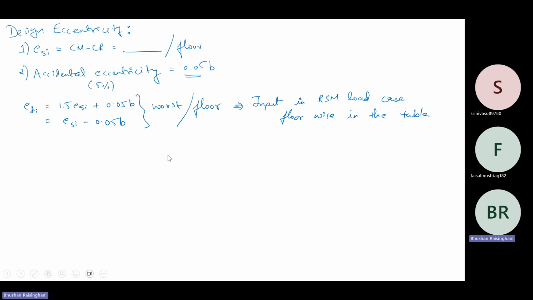So that is the calculation and estimation of CM and CR. What is the significance of CM and CR? The torsional forces get estimated from CM and CR. The farther away these two points, the center of resistance and center of mass, are, the more the twist will take place. You have to control torsional irregularity as per the clauses.